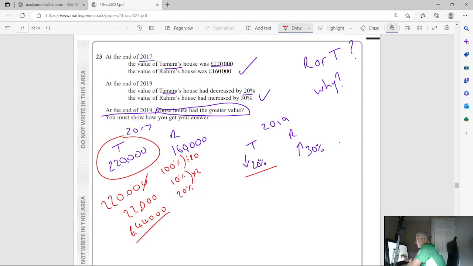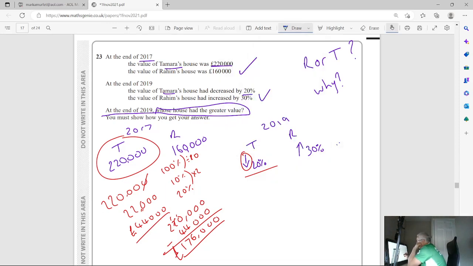Okay. And remember it's gone down, it's decreased. So my sum is 22,000 take away the £44,000. Borrow from there. 4 from 10 gives me 6. 4 from 21 gives me 17. So Tamara's equals £176,000.